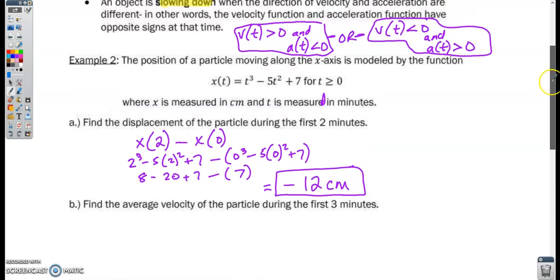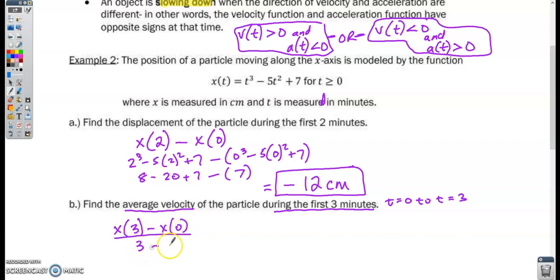Part B, find the average velocity of the particle during the first 3 minutes. Average velocity is the slope of the position function, and if we're talking about during the first 3 minutes, that's for time 0 to time 3. Those are the first 3 minutes. So we want the position at 3 minus the position at 0, all over 3 minus 0.